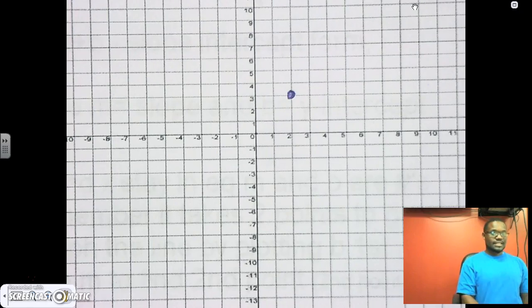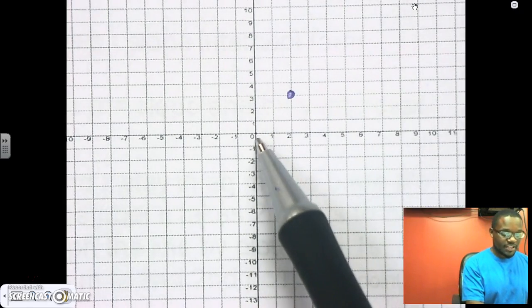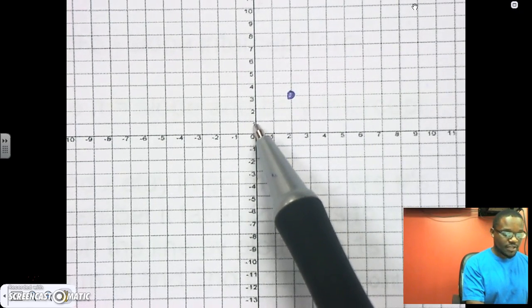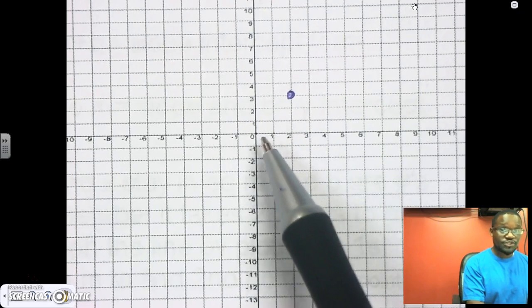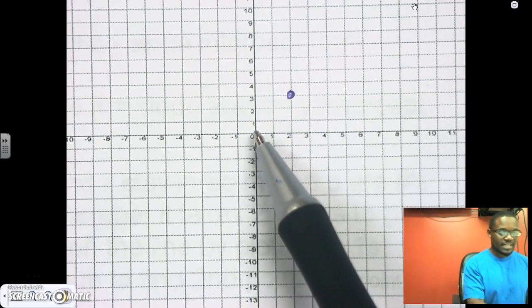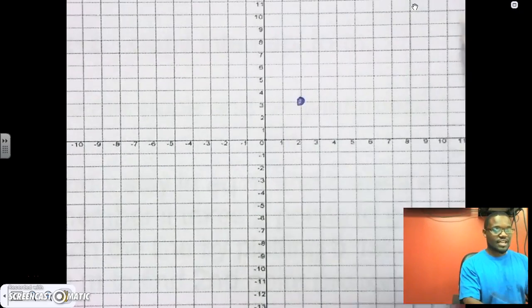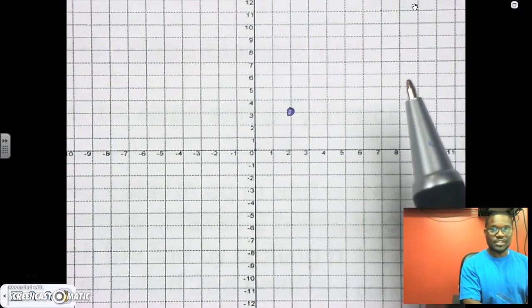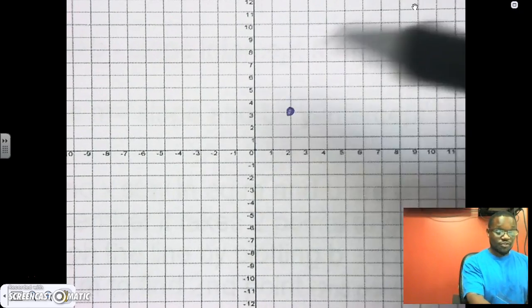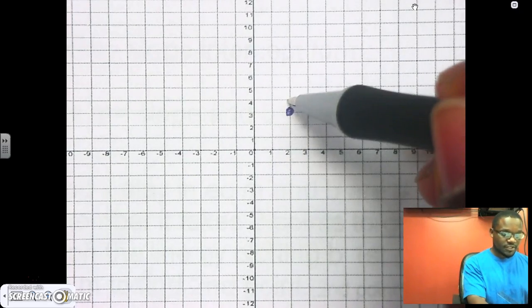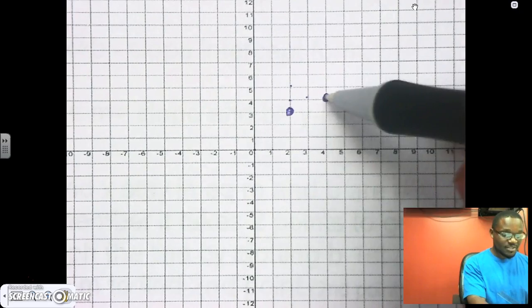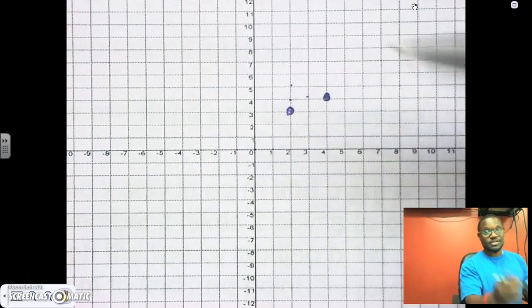My second point does not come from me starting here at the origin and going up 1 and over 2. No, that's using your slope from the origin as a point. Your slope is always in conjunction with your point, so it's based on your point. So from this point, not from the origin, from this point I count up 1 and to the right 2. Probably should start this video over. I've made like 3 mistakes already.